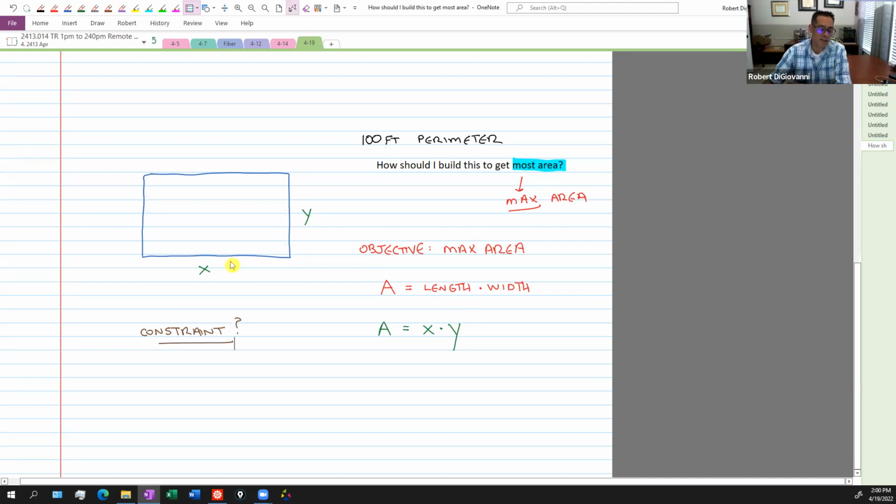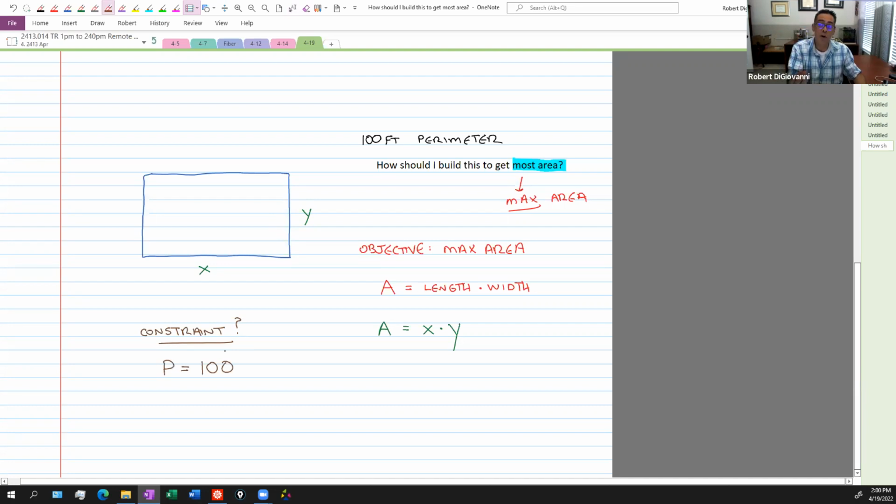Generally speaking, this rectangle can have any width, any X and any Y dimension. If I say, hey, draw me a rectangle, you can make it as long as you want and as wide as you want. You have no restrictions. But here we do have a restriction, don't we? The perimeter has to be 100, right? That is a constraint within this problem.